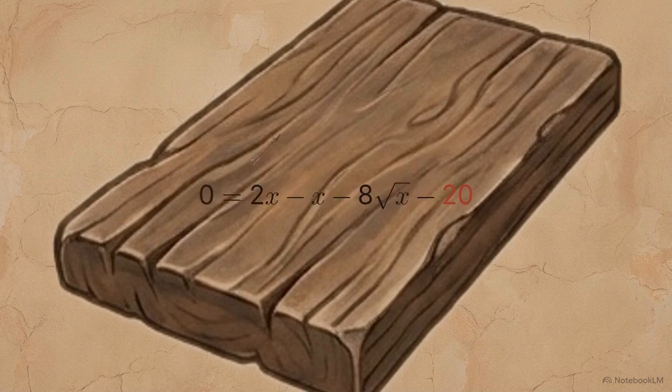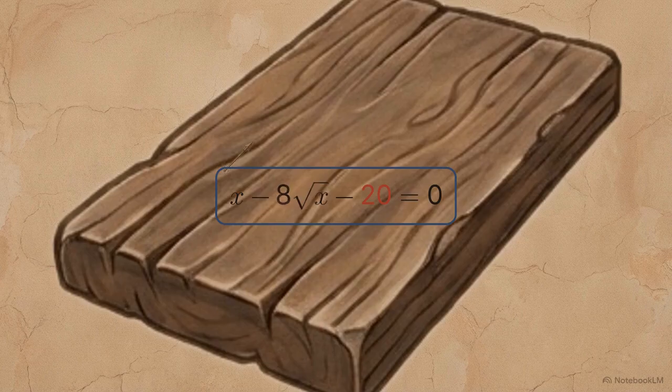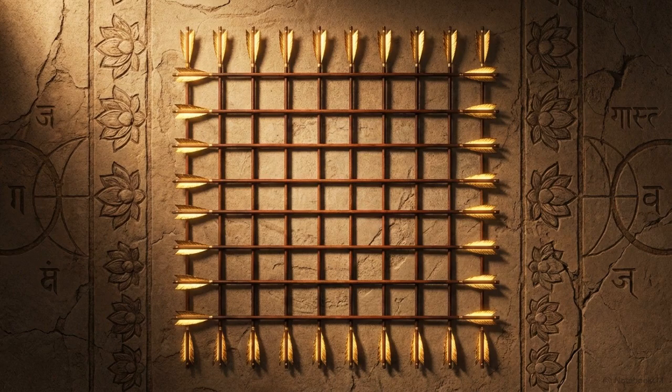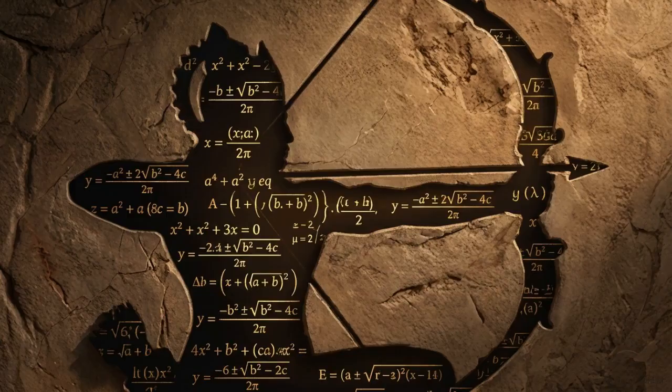Now we move all the terms to one side. This frames the problem as a quadratic equation, based on the square root of x. When you factor this equation, the result shows that the total number of arrows fired is 100. Epic mythological combat can be mapped precisely to quadratic algebra.